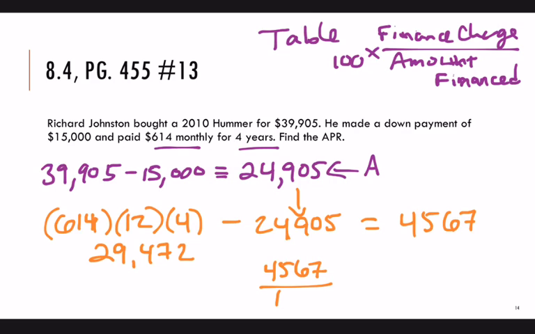Okay, so then we need to take that number, divide by the amount financed, which is the 24,000 number. Then multiply by 100. All right, and then your table rounds to the hundredths place, so I'll round this number as well. Okay, 18.34.